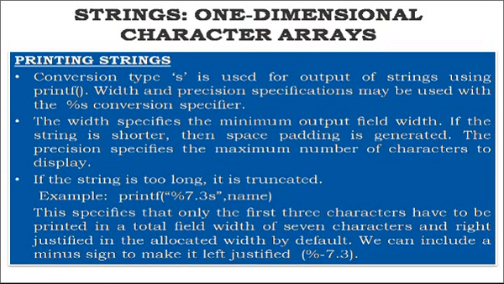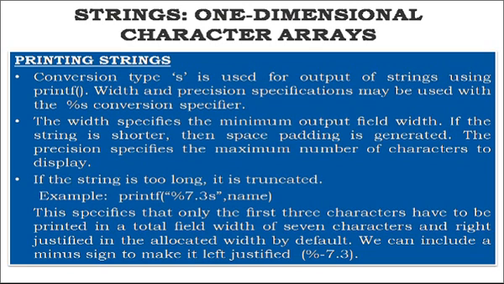The next one is printing strings. The conversion type %s is used for output of strings using the printf statement. Width and precision specifications may be used with the %s conversion specifier. The width specifies the minimum output field width. If the string is shorter, then space padding is generated. The precision specifies the maximum number of characters to be displayed. If the string is too long, then the remaining characters are truncated.